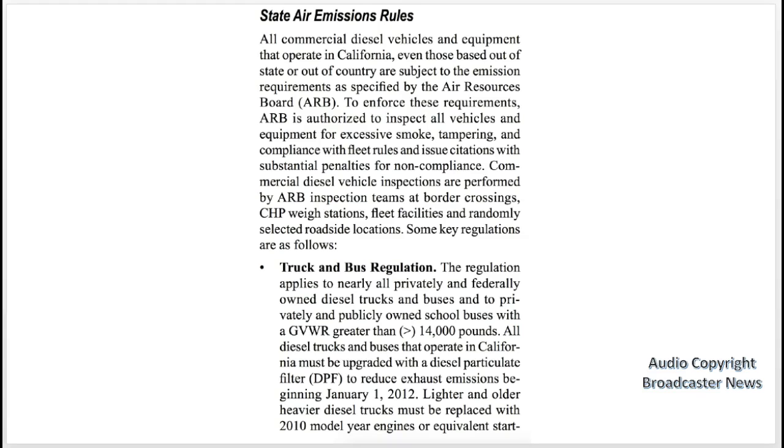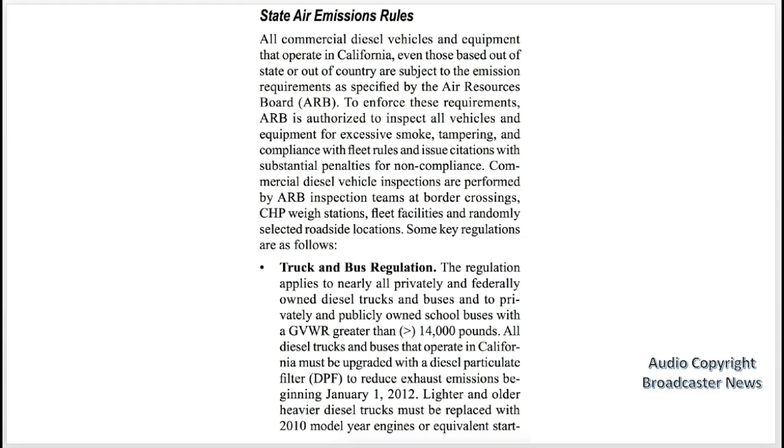The regulation applies to nearly all privately and federally owned diesel trucks and buses, and to privately and publicly owned school buses with a gross vehicle weight of more than 14,000 pounds. All diesel trucks and buses that operate in California must be upgraded with a diesel particulate matter filter to reduce exhaust emissions beginning January 1, 2012.